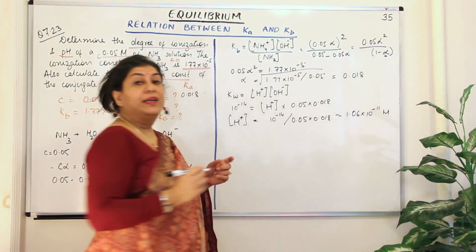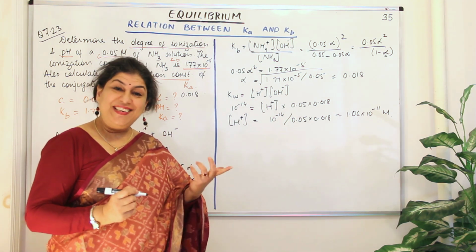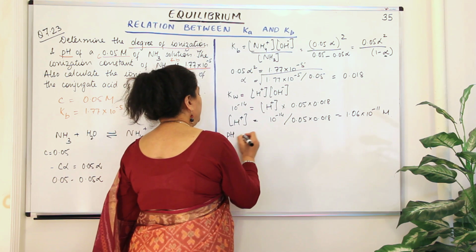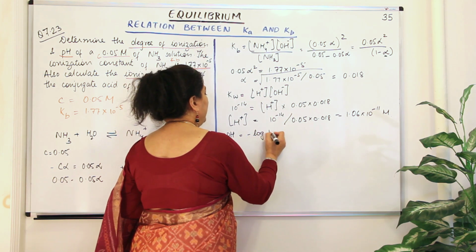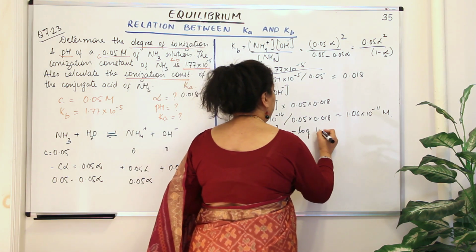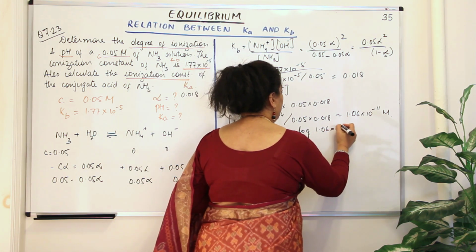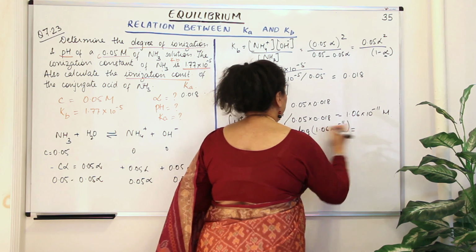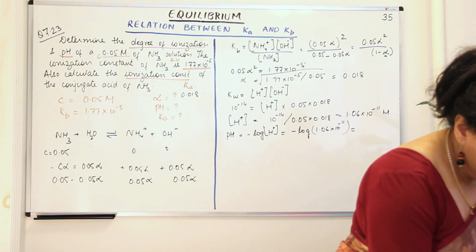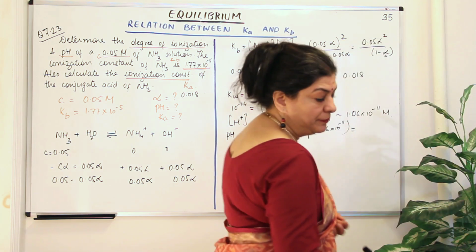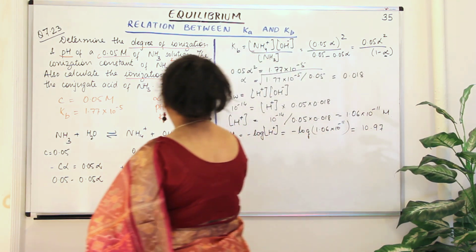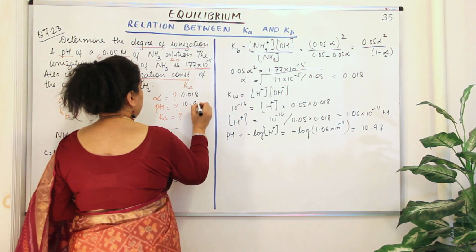From this, you can calculate the value of pH. pH would be the negative log. pH would be equal to minus log of H positive concentration, which is equal to minus log of 1.06 into 10 to the power minus 11. And when you calculate this value, the pH comes out to be 10.97. So you calculated pH also, it is 10.97.